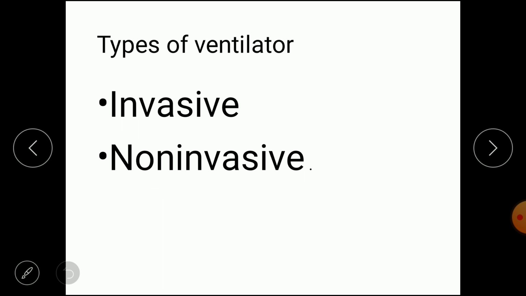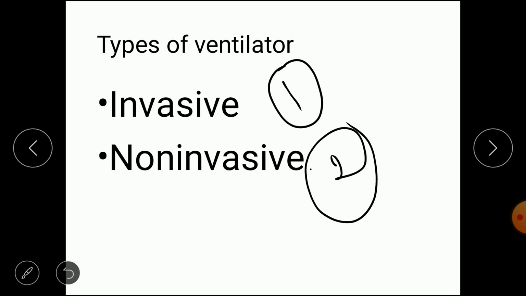Now we see the types of ventilator. That means there are a total of two types. First is invasive ventilator and second is non-invasive ventilator. As the name suggests, invasive means in the patient we will provide ventilation through tracheostomy, and non-invasive generally means we will provide ventilation to the patient through a face mask.